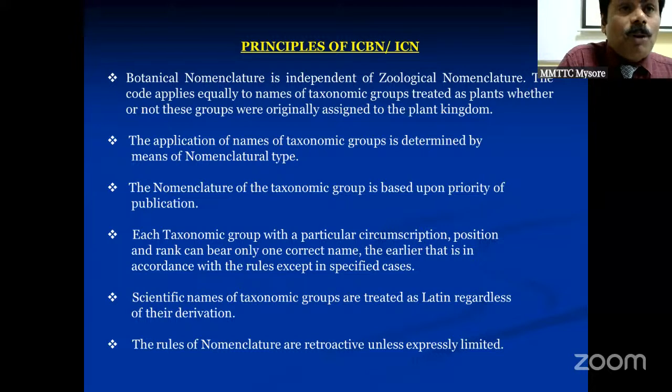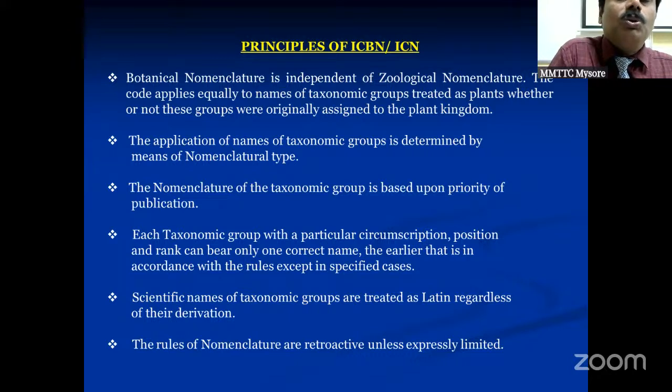The second important principle of the ICBN, which governs the principles of nomenclature, is this: the application of names of taxonomic groups is determined by means of nomenclatural type. What is meant by nomenclatural type? That I am going to talk about now. What is meant by nomenclatural type?